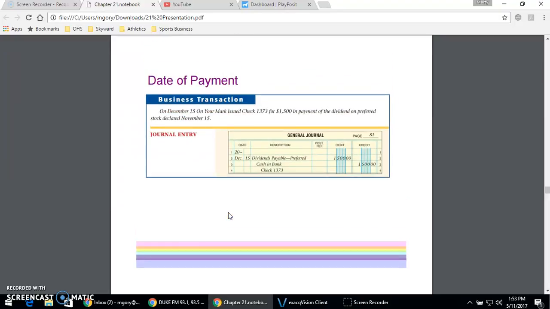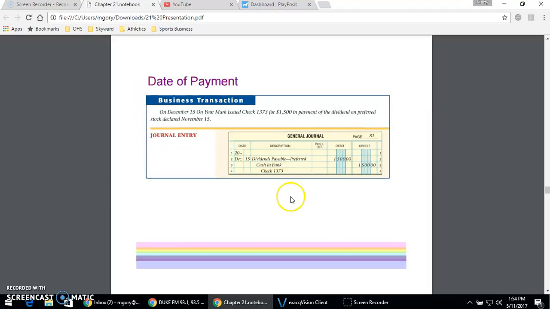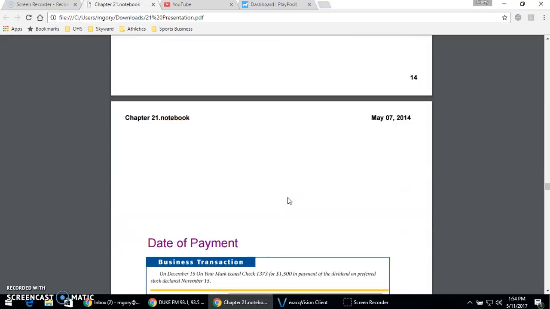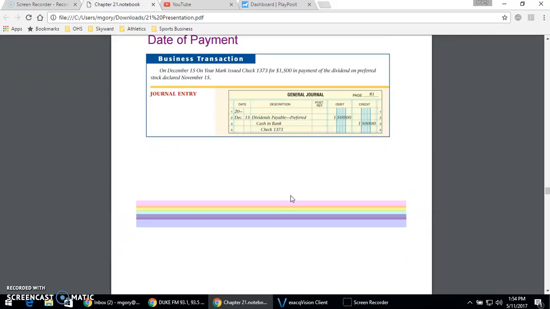All right, so now we're on the date of payment. On December 15th, on your mark, issued check 1373, $1,500 in payment of the dividend of preferred stockholders. In this case, we're going to debit the liability of dividends payable preferred for $1,500 and credit cash in bank $1,500. Check 1373 is the source document. So this is the paying of the dividends. Let me go back. This is the declaring of the dividends. This is the paying of the dividends. Okay, so make sure that you understand the difference between those two types of transactions and can record them correctly.